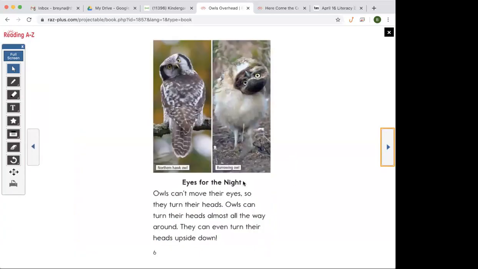Eyes for the Night. That's the heading. That's the title of this page. Owls can't move their eyes, so they turn their heads. Owls can turn their head almost all the way around. They can even turn their head upside down. So look how the author shows you an owl whose head is upside down, so you can have a better idea of what that looks like. These are 2 different types of owls. The author labeled what type of owls these are. This one on the left that I'm pointing to is called the northern hawk owl, and the white owl is called the burrowing owl.